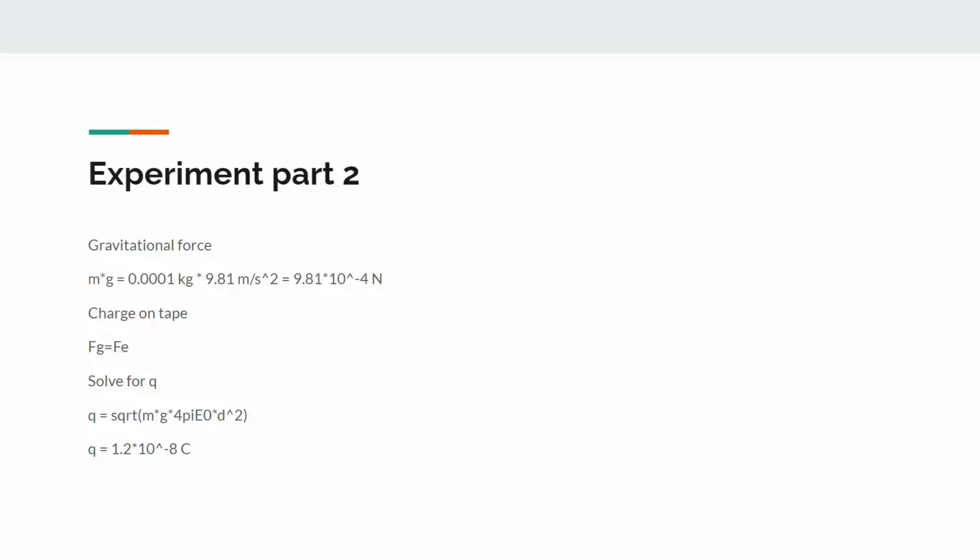So this is the second part of the lab, where I find the charge Q of the tape. First I find the gravitational force, which is mass times gravity, which equals 9.81 times 10 to the negative 4 newtons. Then I find the charge of the tape by setting the force of gravity equal to the electric force, which is Coulomb's law, and rearranging the equation. Q is the square root of mass times gravity times the distance squared divided by the K constant, and that gives Q to be about 1.2 times 10 to the negative 8 coulombs.